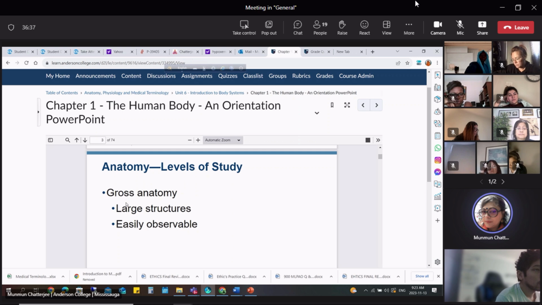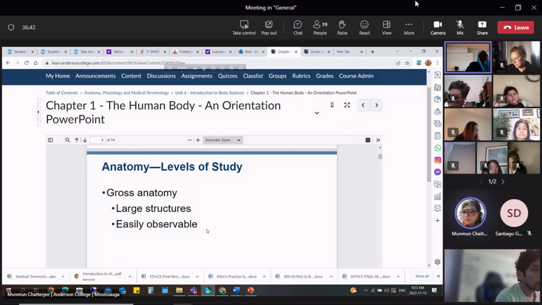These are called gross anatomy. Gross anatomy is the large structure which can be easily observed. So if the question comes, a large structure that can be seen by the naked eye or is easily observable is called gross anatomy.